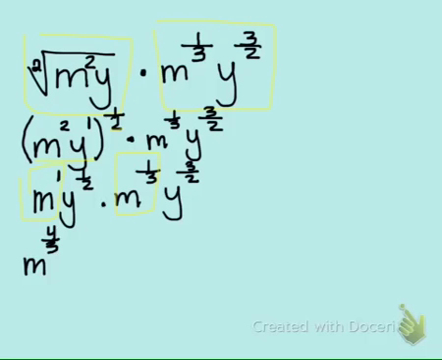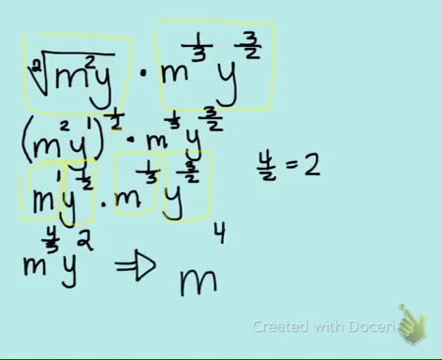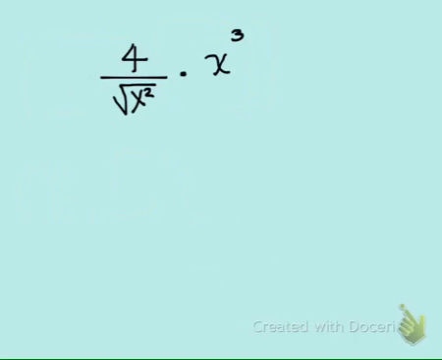Now for our y's, we have y to the 1/2 times y to the 3/2. So when you add those two together, you end up getting y to the 4/2. And we know that 4/2 is equal to 2. So that will give us y squared. So that would be your final answer. I'm going to write it a little neater over here. m to the 4/3 y squared. So that would be our simplified answer.